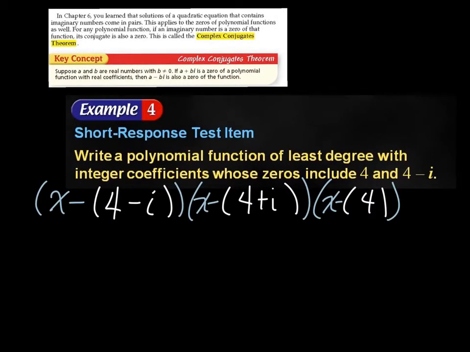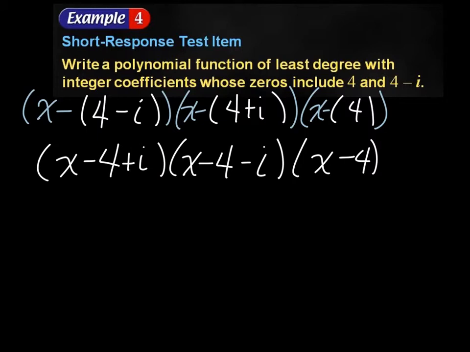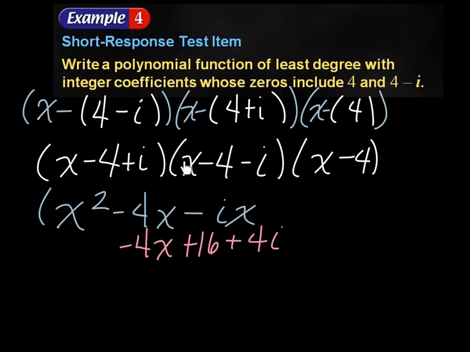And if we know what the zeros are, all we have to do is put an x minus each of the zeros, and voila, we have something to multiply out. Okay, it's probably going to be a good idea if we distribute those negatives. So the opposite of negative is positive, the opposite of positive 4 is -4, the opposite of minus is plus, and so on. And we're distributing, so we've got x squared minus 4x minus ix, and minus 4x plus 16 plus 4i. And finally, ix minus 4i minus i squared.